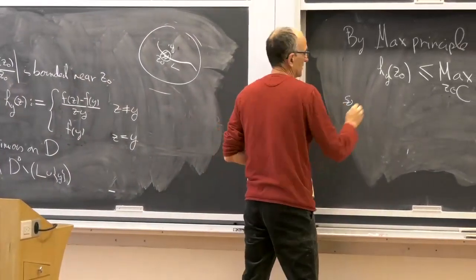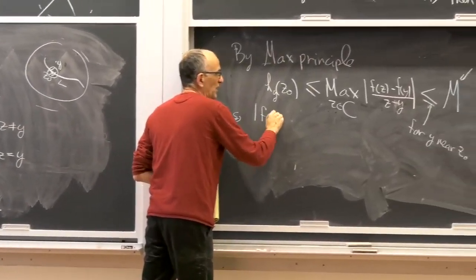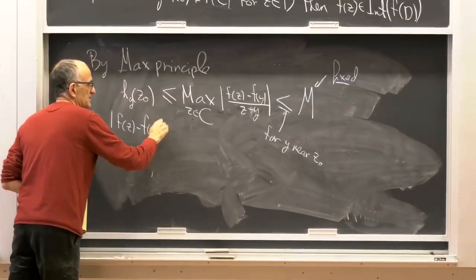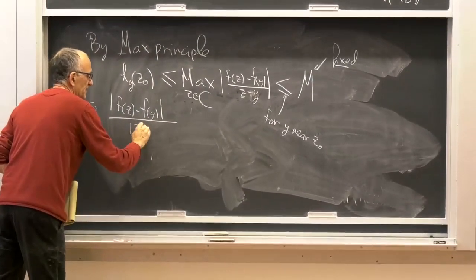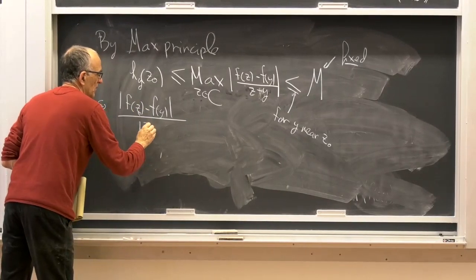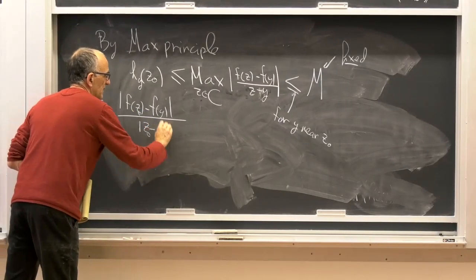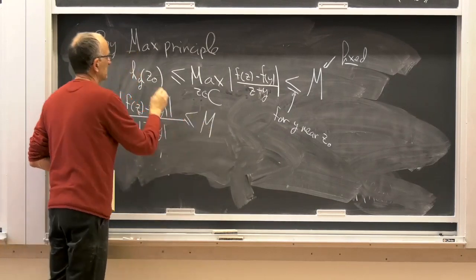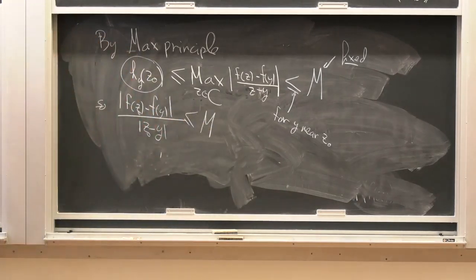All right, so this implies exactly what we needed. For all Y, and we only need to care about Y which are close to Z naught, because this is what we're interested in, the quotient is bounded by M. This is hY of Z naught.